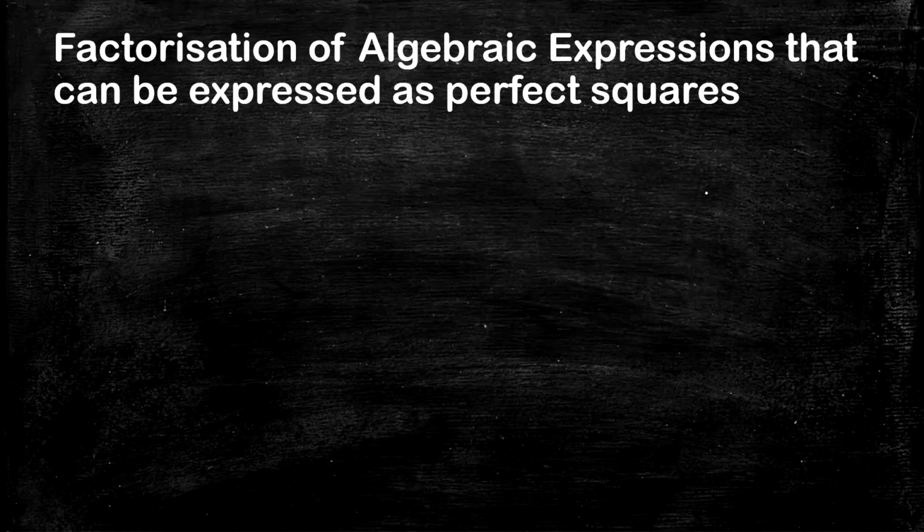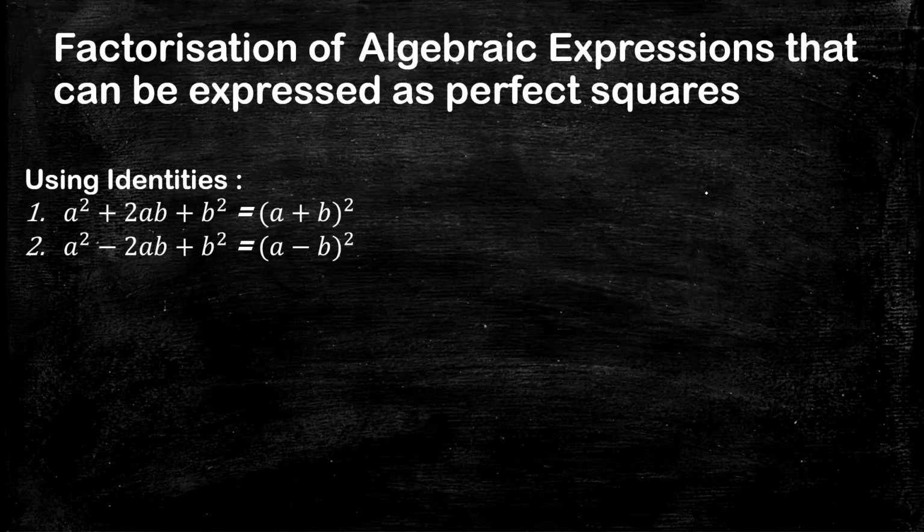Factorization of algebraic expressions that can be expressed as perfect squares. Now here we would be using these two identities of a plus b the whole square and a minus b the whole square. Let's understand this better with an example. So if we have a problem like this, x square plus 4x plus 4, it is a trinomial. So just check if it is of the form a square plus 2ab plus b square.